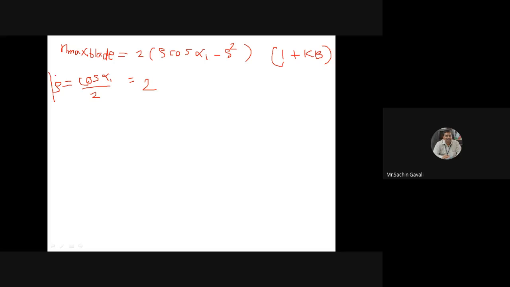आता रो ब्रॅकेट मारतो. ओके, 2 into bracket cos alpha 1 divided by 2 into cos alpha 1 minus रोची व्हॅल्यू cos square alpha 1 divided by 4, into bracket 1 plus KB. Okay, that you simplify it.